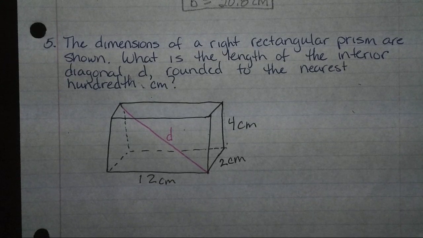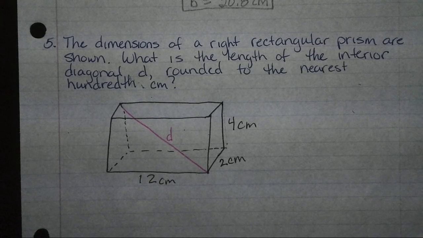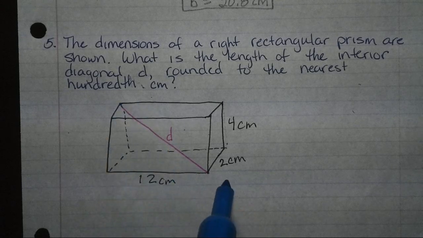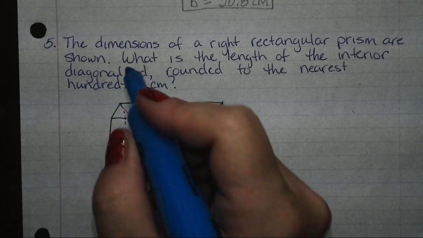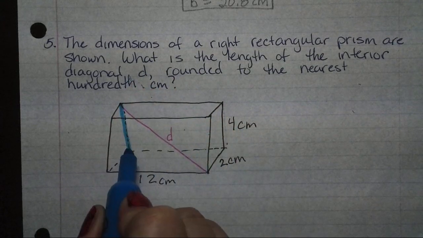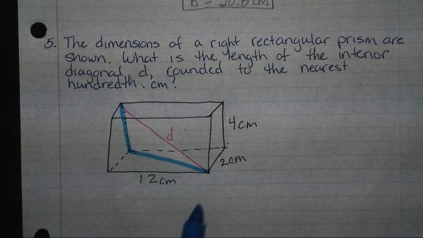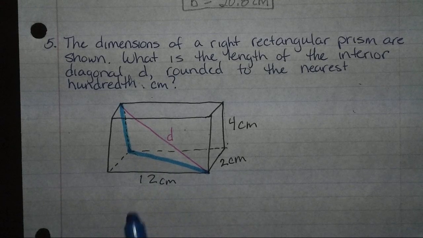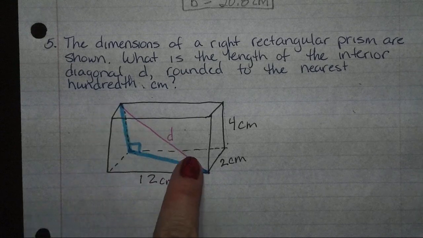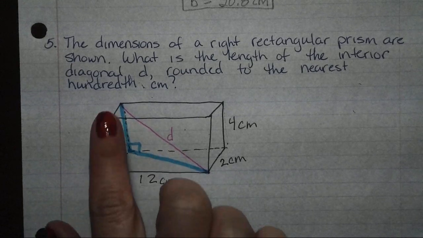You have to do Pythagorean theorem twice to get to D. The reason is in order to find this length here, I need to know these two leg lengths. All right, this forms a right triangle where the hypotenuse is D. So I need to know these two leg lengths.